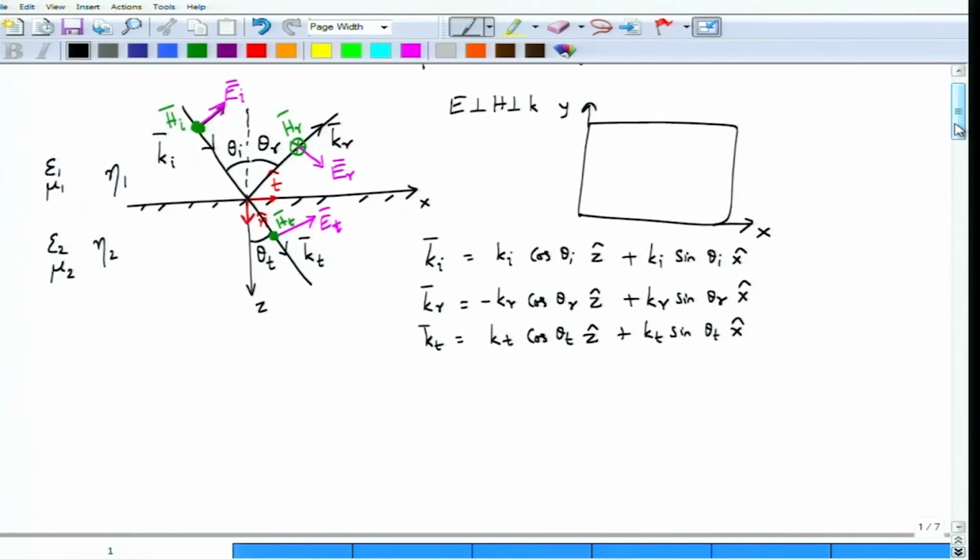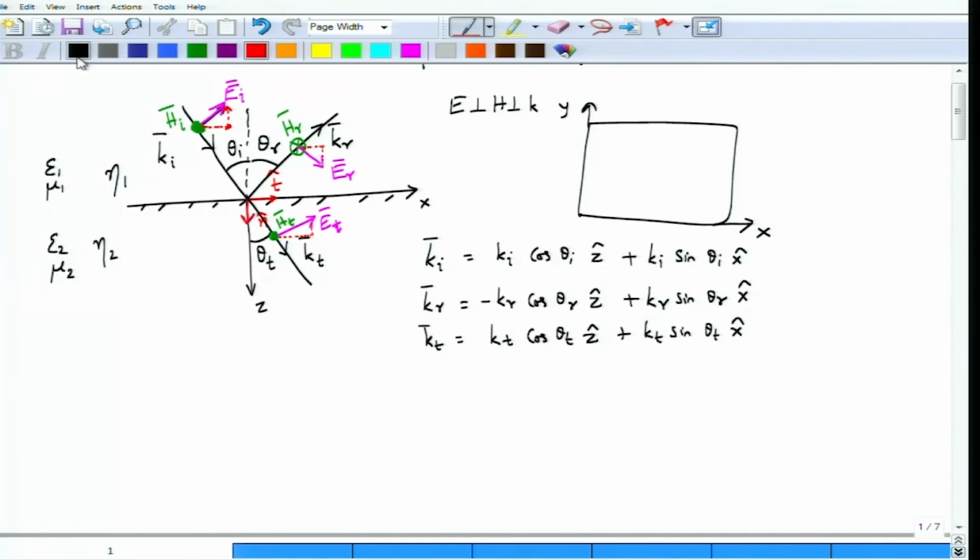Now I also need to write down the electric field vector, okay. So the electric field will also have two components, it will have an Ex component as well as an Ez component, right. Similarly, the transmitted field will also have Ez and Ex, and the reflected field will also have Ez and Ex. So what are these components?